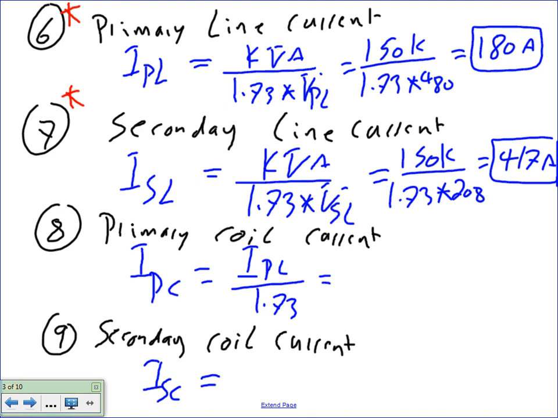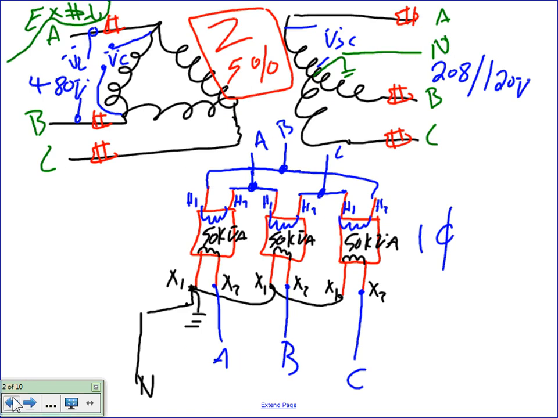but not for us. Okay, so the primary coil current, because it's a delta, the current in a coil of a delta is always the line current divided by square root of 3, because the current will split. I don't know if you guys can see how the current here splits in a delta. In a delta, when you bring the current in here, what's happening to the current? It splits. That split is equivalent to the line divided by 1.73.